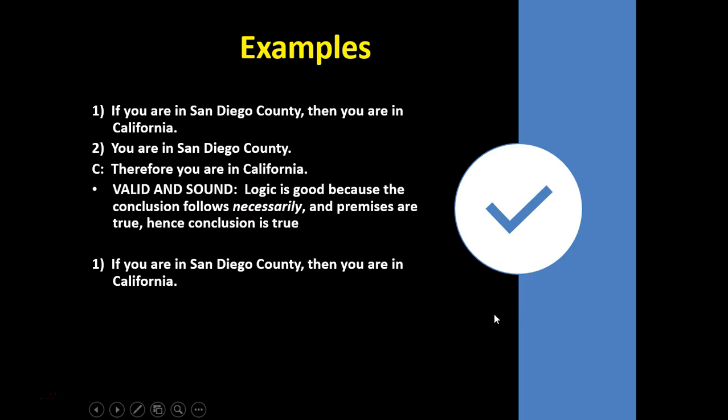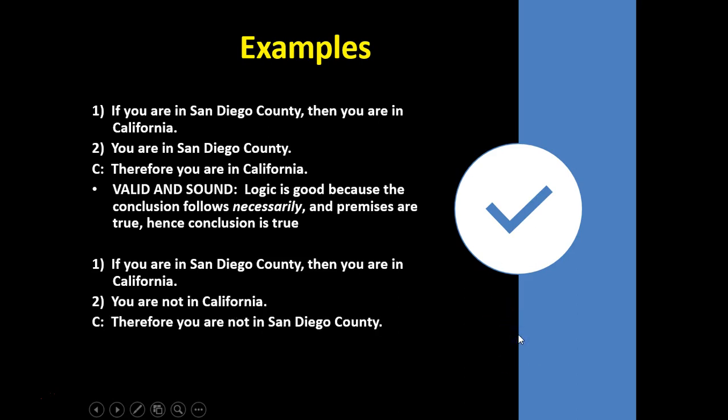Okay? Another that's similar. If you're in San Diego County, then you're in California, and you're not in California, so you must not be in San Diego County. Assume they're true, and ask if the conclusion would follow necessarily. If you assume these both are true, that conclusion would have to follow necessarily. So the argument is valid, right? And that means you move on to soundness.